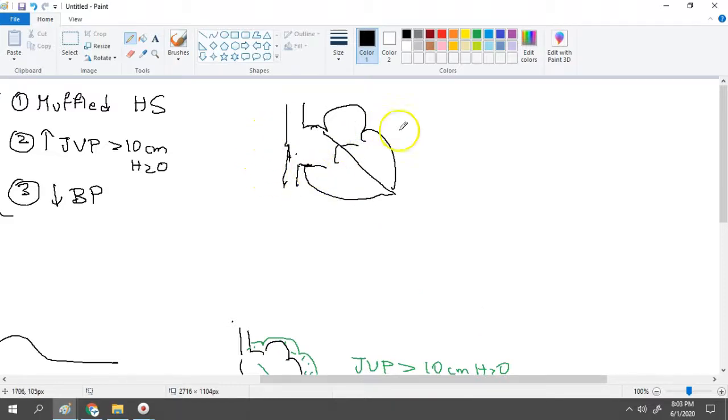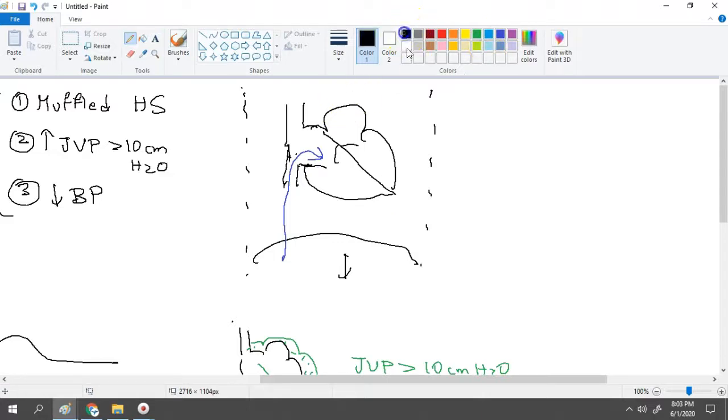During inspiration, because our intrathoracic pressure is negative, the reason for that is pretty obvious. During inspiration, the diaphragm moves down. That would make the intrathoracic pressure negative. It will pull in more blood into the right side of the heart. So, inspiration brings in more blood into the right side of the heart.